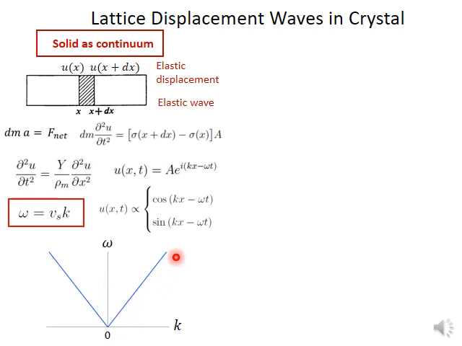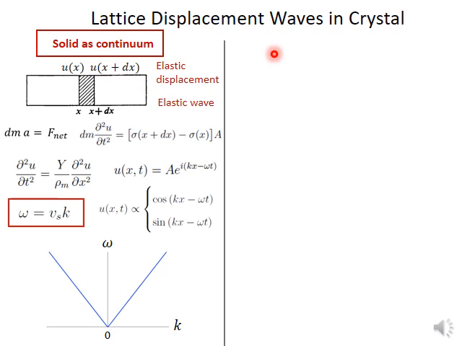So a linear dispersion would mean that if you make a wave packet of many different frequencies of such waves, it would have the same velocity as a single wave. That's one of the consequences of linear dispersion. So this was the continuum treatment of solid.